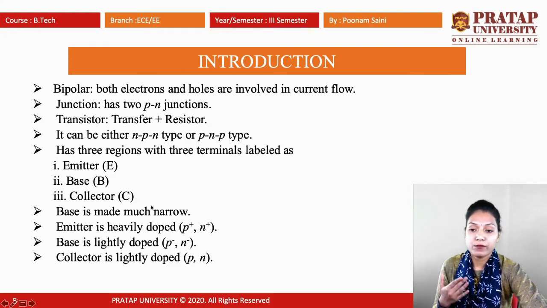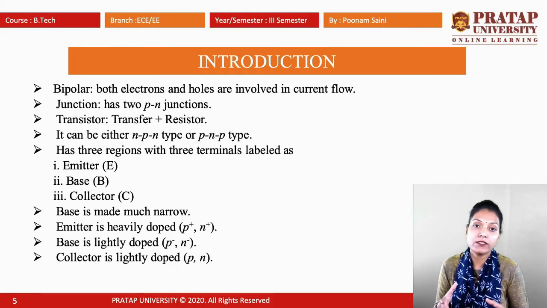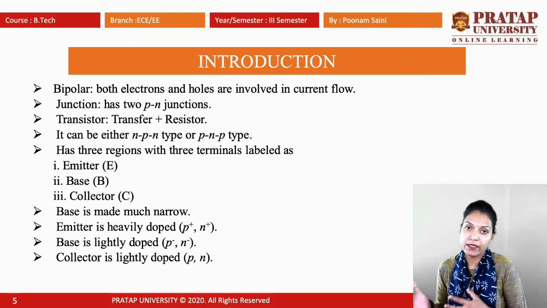The base is made much narrower, and the emitter is highly doped with P or N, the base is lightly doped, and the collector is lightly doped. So basically the emitter is highly doped, the collector is much more lightly doped, and the base is very narrow, and is basically used to control the number of electrons and holes collected at the collector, which are injected at the emitter.